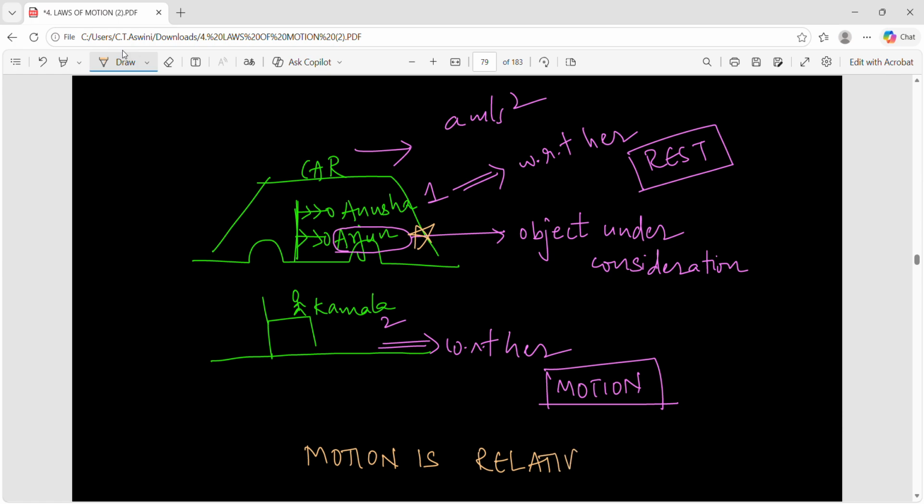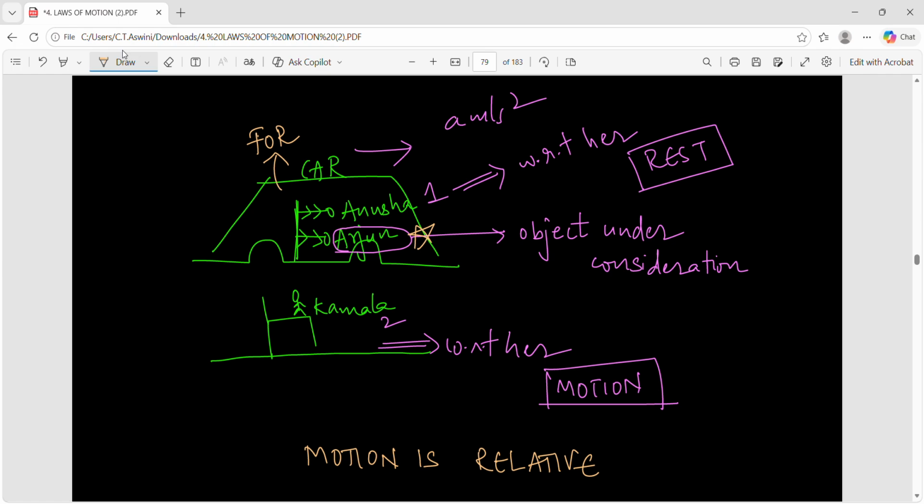Always motion is relative. That means whether the object is in motion or rest depends on the observer and his or her location. If you see Anusha and Kamala, their locations are different. Anusha is in the car, right? Now this is your frame of reference. Car is a frame of reference. Anusha is inside the car, and from the car, she is making her observation. So the car is a reference point.